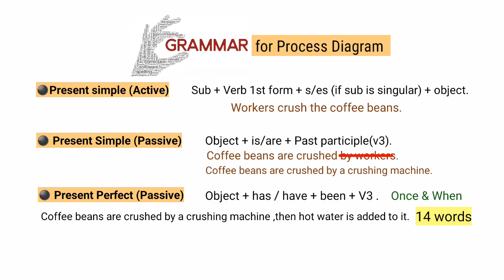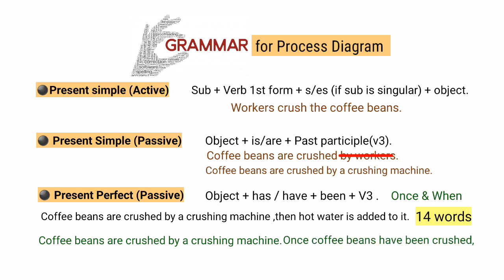Now, how can I increase my word range? Let's see. I would write, coffee beans are crushed by a crushing machine. This is one step. Now I would use present perfect passive here. Once coffee beans have been crushed, then hot water is added to it. Here if you count the words, the word range has increased to approximately 20, right? You can also check it out. Okay, now let's understand it in detail.